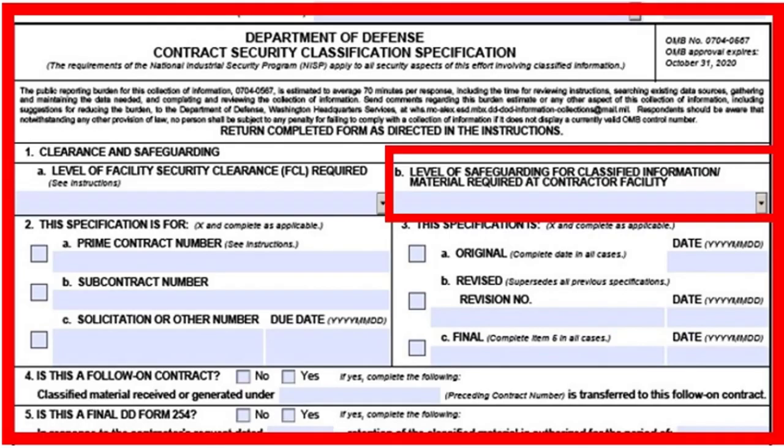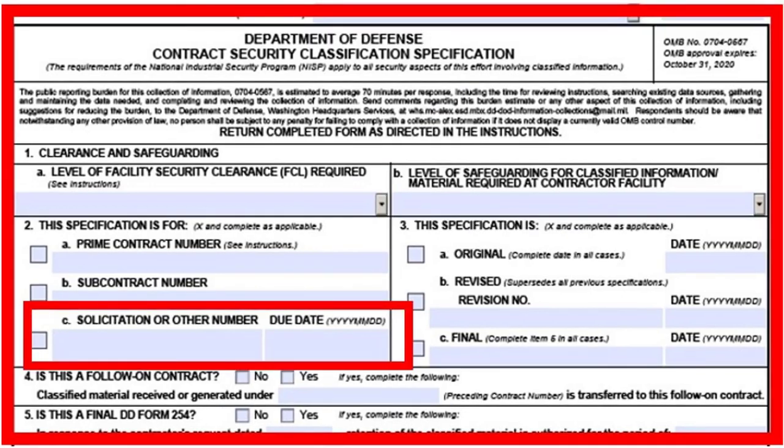The first part of the form I would like to highlight is reflected here in red. If you see that Block 1A is showing as none, this will prompt a question as to whether or not the contract requires access to classified information. Block 2C is where the solicitation number should appear and include the date in which the proposals are due.